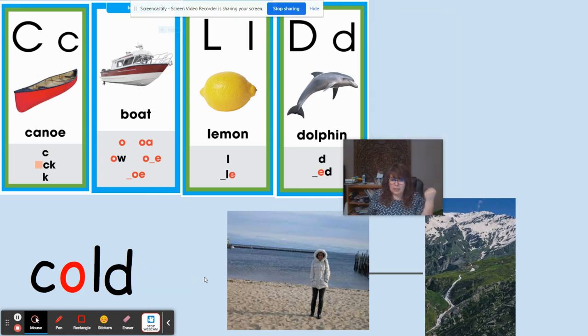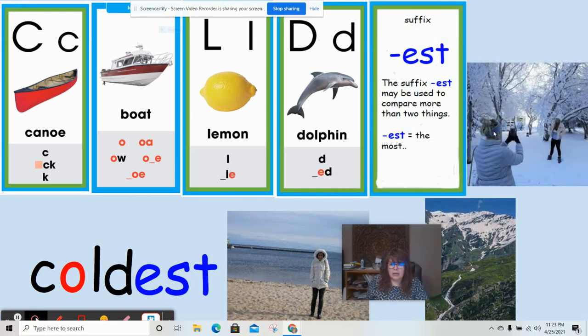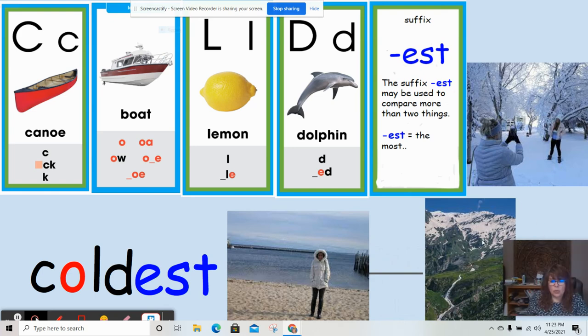Now we're going to take the er out. Base word is cold. We're going to add est to our base word cold. So now it's coldest. Alaska is the coldest of them all. So coldest. See, the mountains are colder than the beach, but Alaska is the coldest of all three places. So when there's three or more, we use est as a comparative.